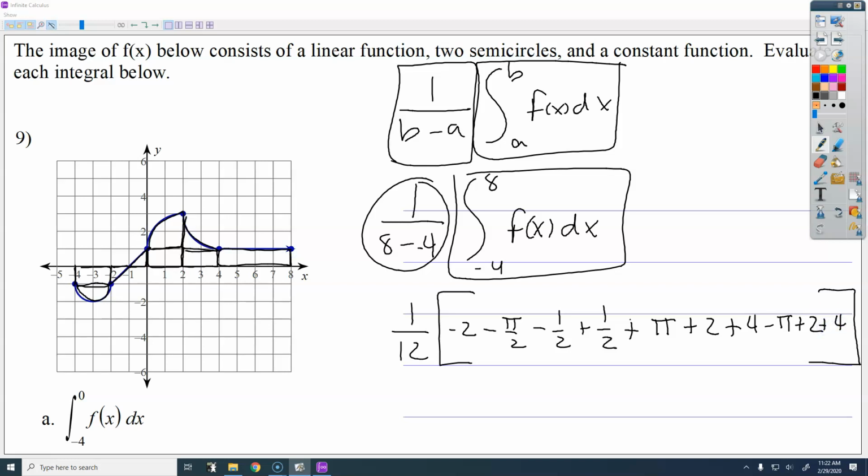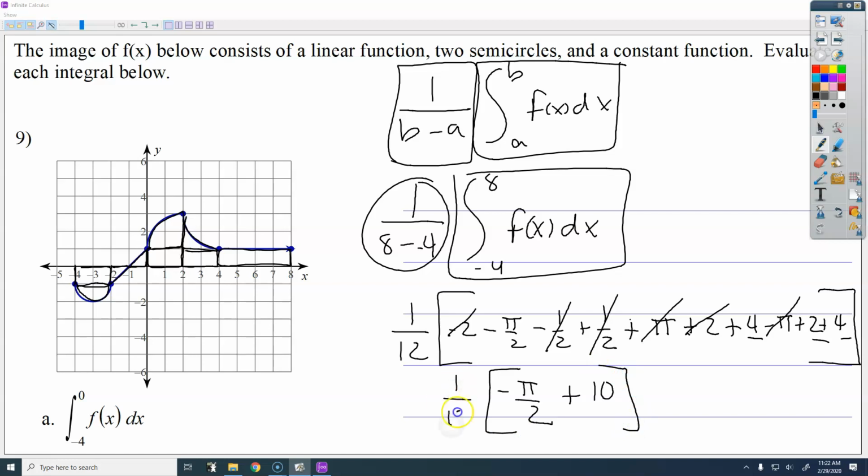Okay, so let's go ahead and put all this stuff together. So notice the halves cancel out. That's nice. The pi's also cancel out. Then we're just left with some numbers. So the 2's here can cancel out. That's good. So now what we're left with is negative pi over 2. And then over here we have a 4, a 2, and a 4. That makes 10. But we don't want to forget about this 1/12 in the front. We're going to go ahead and distribute that in.